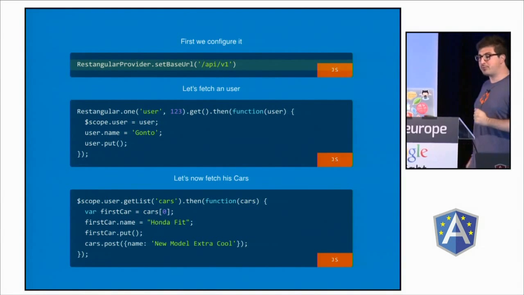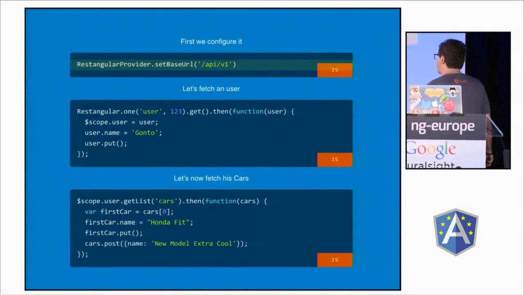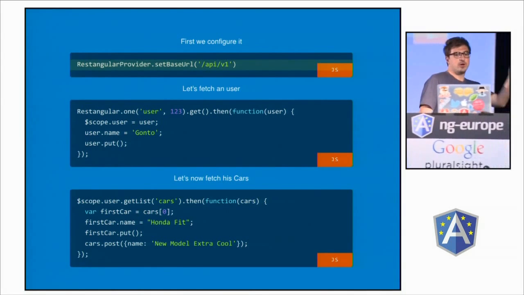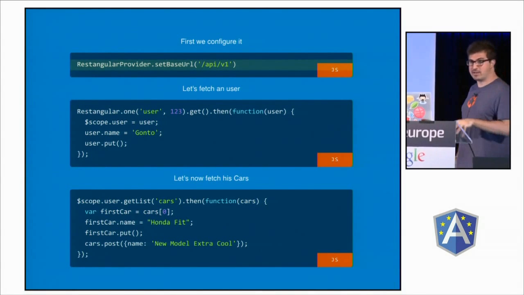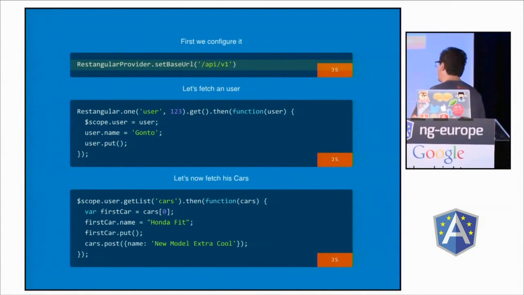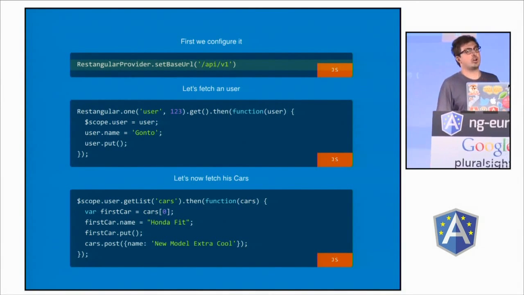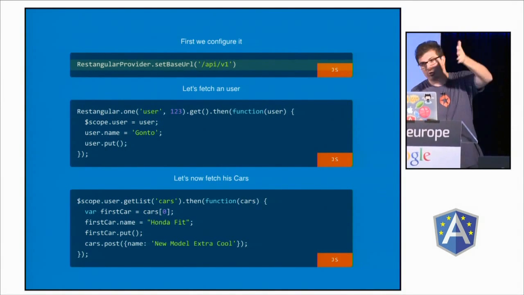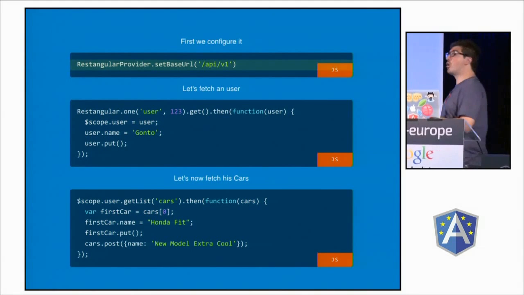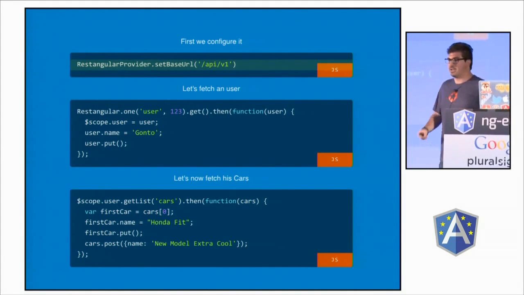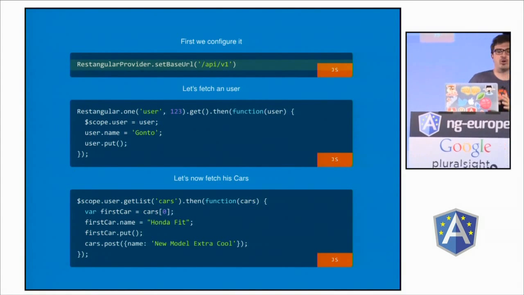Now, the main difference comes when I want to actually get the list of cars. So in here, what I'm doing is, from the user itself that I now have on scope, I just say, OK, get me the list of cars. As that user was gotten from API version 1 user 123, this is already known by Restangular. So now, when calling this get list cars, it will actually know that full URL and call it.